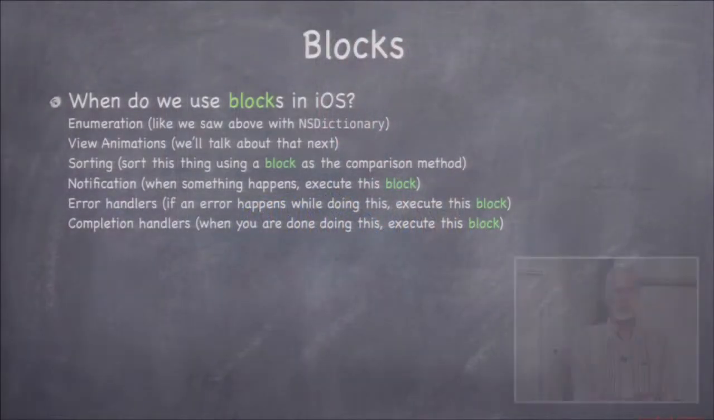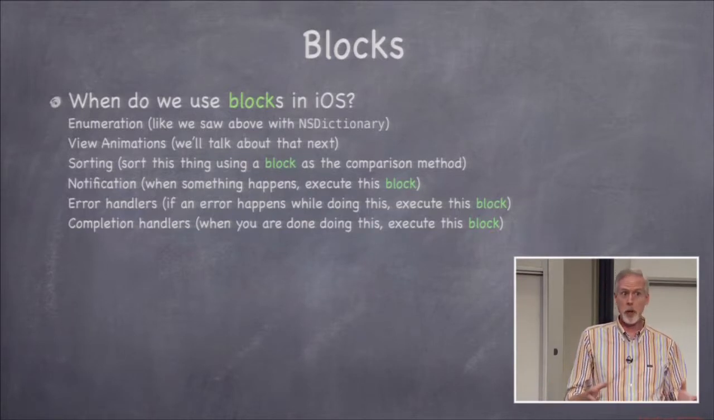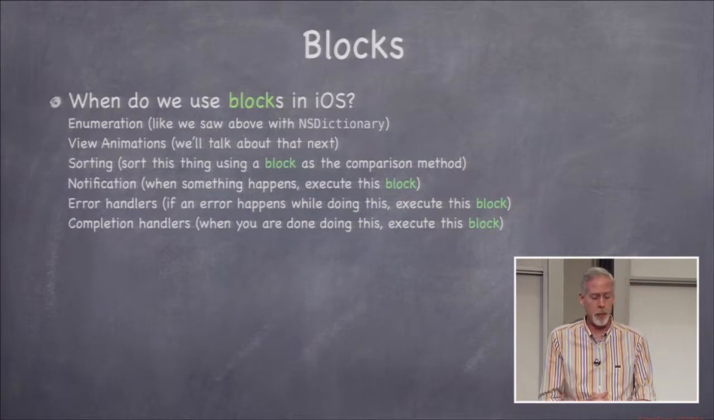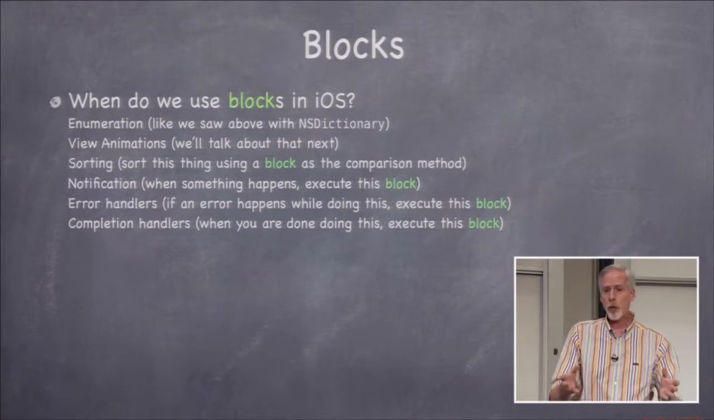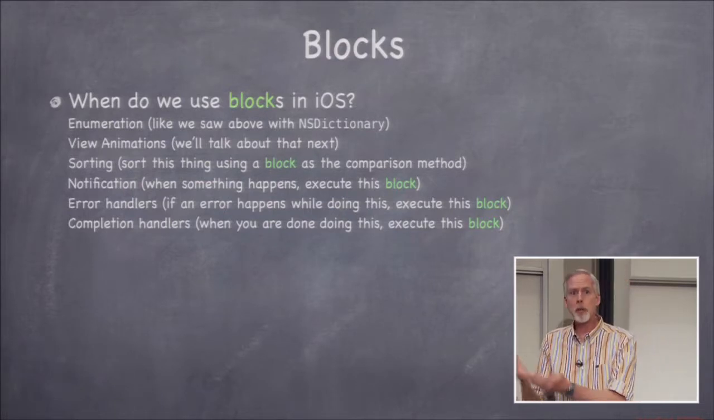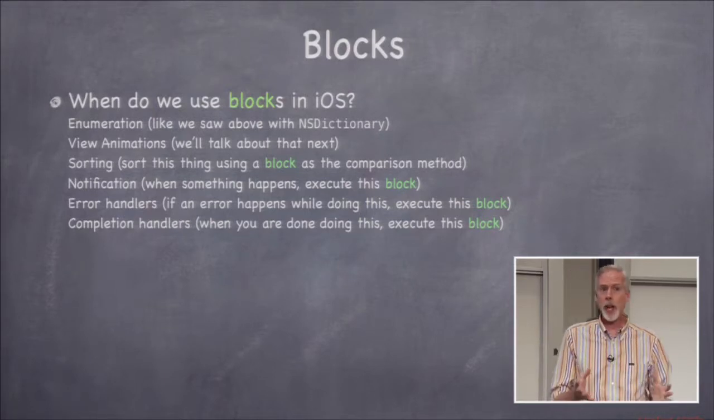So when do we use blocks in iOS? We use them for enumeration. You saw that dictionary enumerate keys and values. We use it a lot for enumeration. We use it for view animation. I'm going to do a whole rest of this lecture, and start of next lecture is going to be about that. We use it for sorting. There's messages you can send to arrays like, sort this array and use this block to compare two objects in the array. Notifications, right?